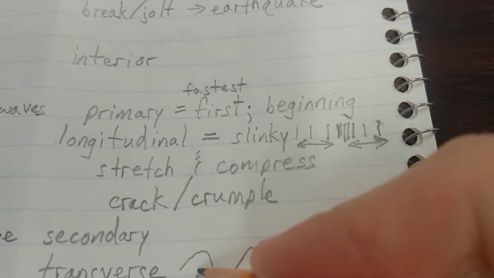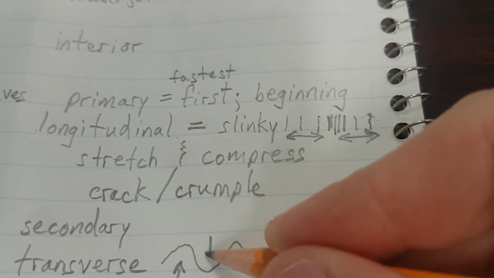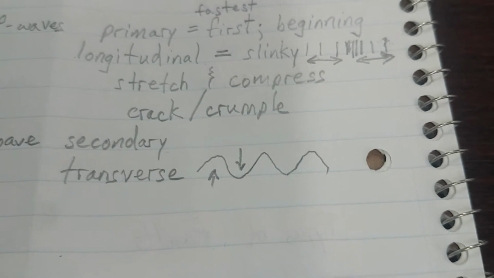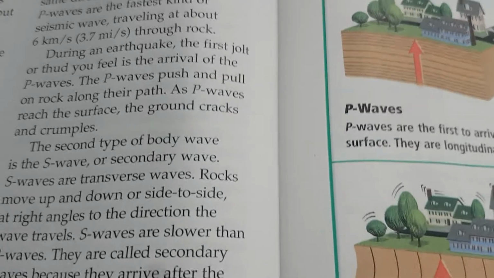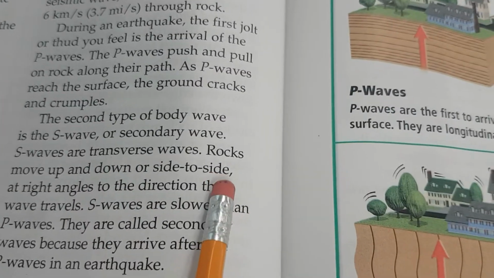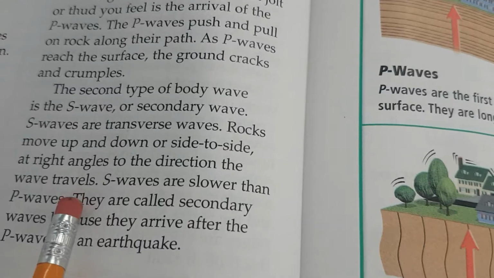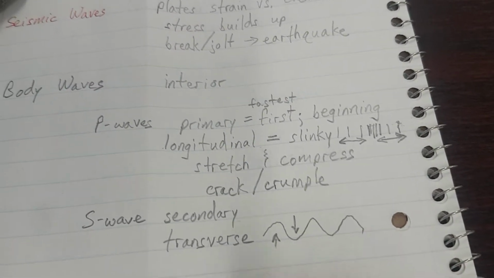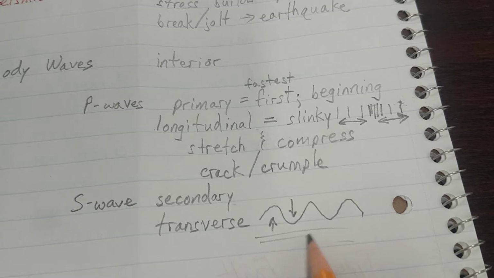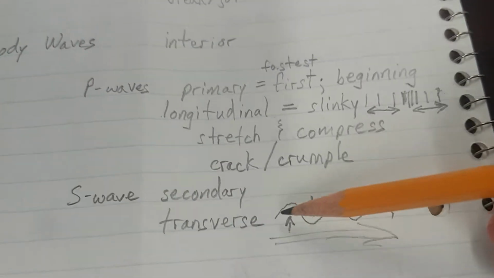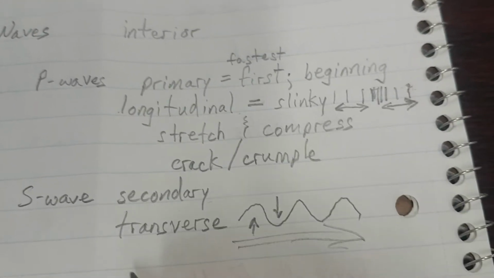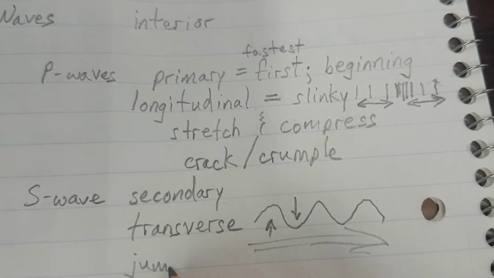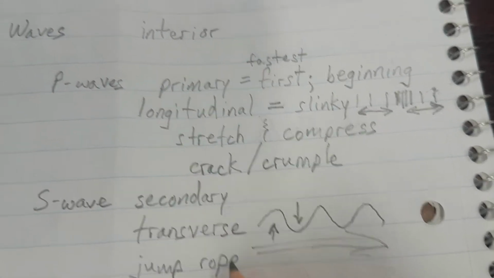Transverse is going to be up and down. Rocks move up and down or side to side at right angles to the direction the wave travels. So what they're saying is the wave is traveling that way, but the rock is wobbling at a 90-degree angle compared to that. Basically like a jump rope. So let's go ahead and say J-U-M-P-R-O-P-E, jump rope.